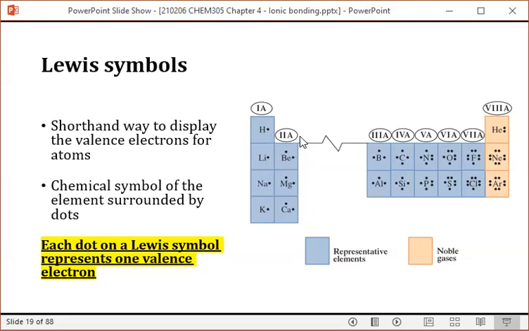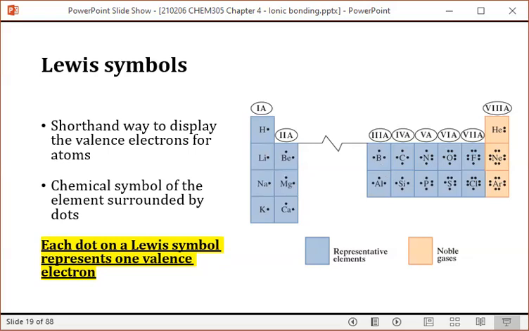Moving over a column in the periodic table, beryllium. It's in the second column of the periodic table, in group 2A. It has 2 valence electrons. So the Lewis dot symbol for beryllium is the chemical symbol Be with 2 dots around it. If you skip across the transition metals, that's what this zigzag shows, that we're skipping across the transition metals, going all the way over to boron, which is in group 3A.